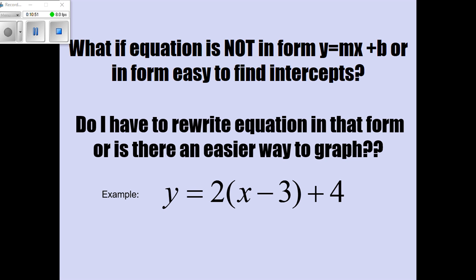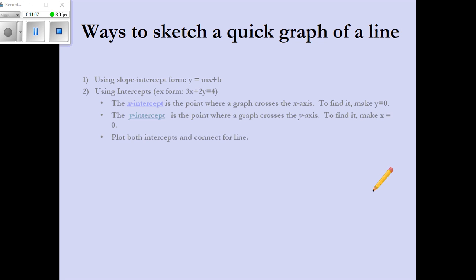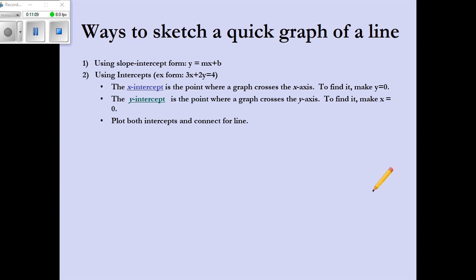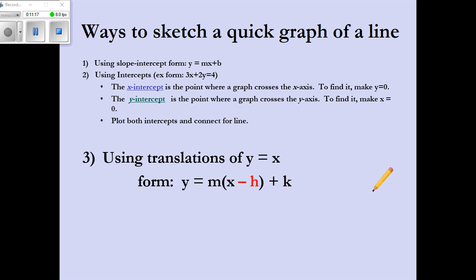But we can also use that as a way of graphing, okay? So you don't have to do anything with that graph. I'm going to show you how you would find the graph of that equation quickly. So we already know how to use slope-intercept. We already know how to do the intercepts, x and y intercepts. But now we're going to use translations.